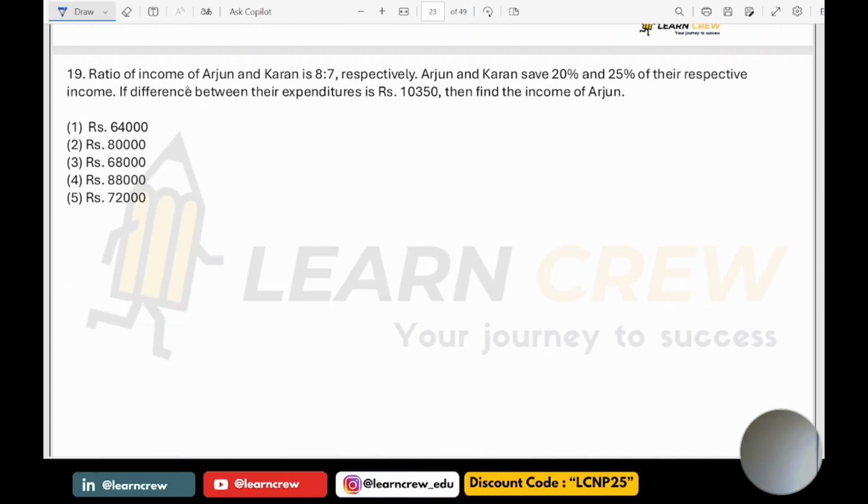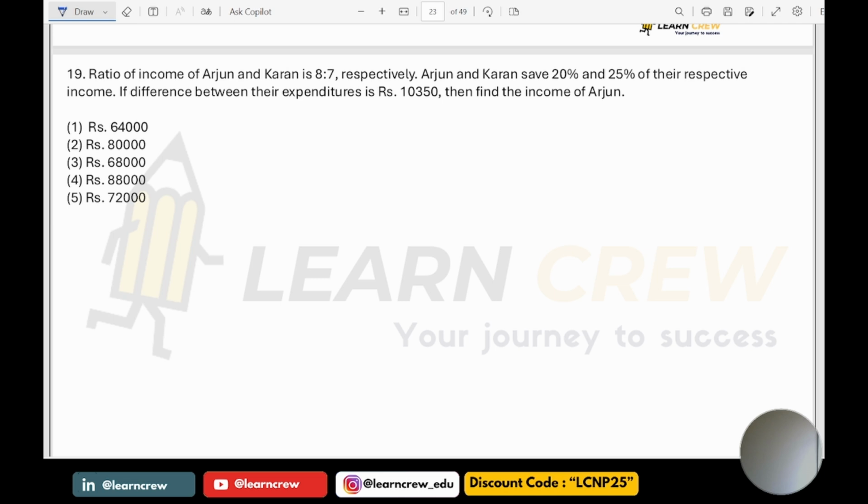Now question number 19. The ratio of the incomes of Arjun and Karan is 8:7. Arjun and Karan save 20% and 25% of their respective income. The difference between their expenditures is 10,350. Find the income of Arjun.